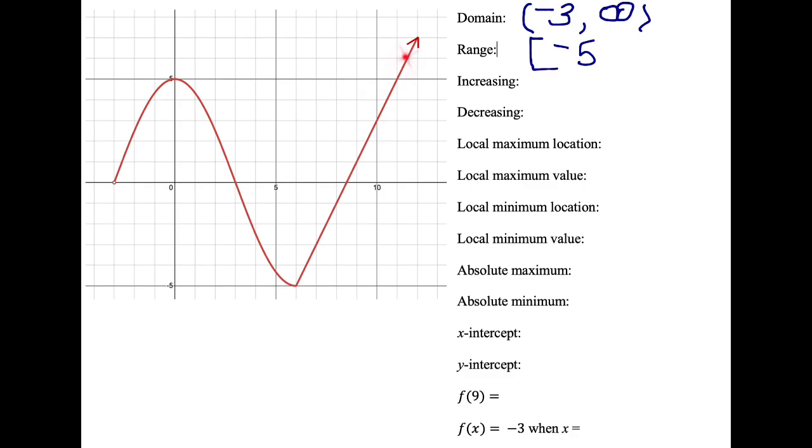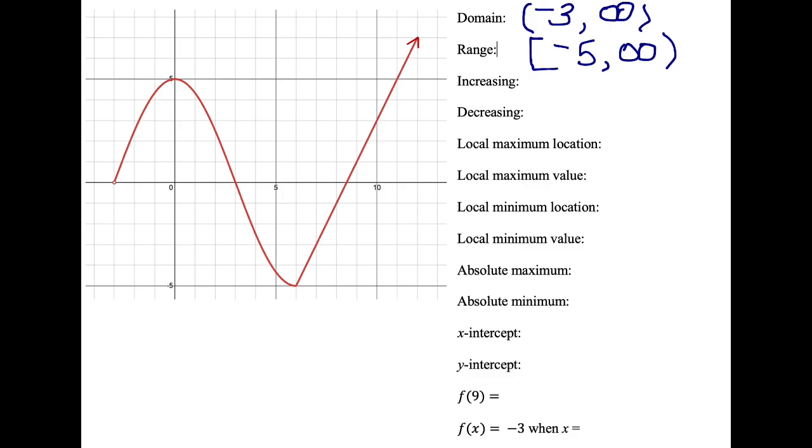Again, with the arrow here, my graph is going to keep going. So it's going to keep going up forever. My y values are going to go up for as long as you like, forever, which is infinity. Infinity always gets parentheses.